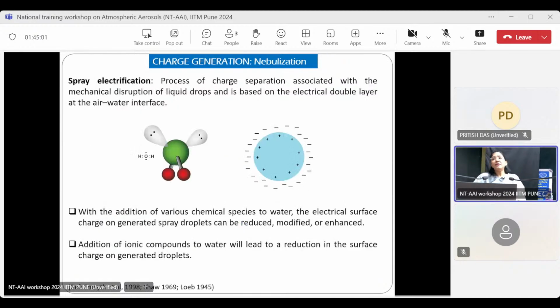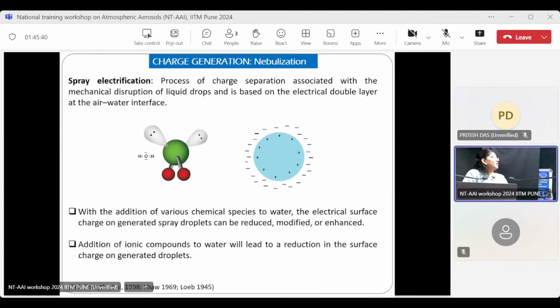Now moving to another charging mechanism. One instrument which most of us must have used is the nebulizer or atomizer. What happens in an atomizer? We disrupt the liquid surface. We have the liquid in our bottle, a salt solution, maybe NaCl or whatever salt you want to generate, and you nebulize, which means you disrupt that surface and break the liquid into smaller aerosol particles. What is happening is static electrification, one of the mechanisms we saw in the previous slide, and the subpart was spray electrification or spray charging.